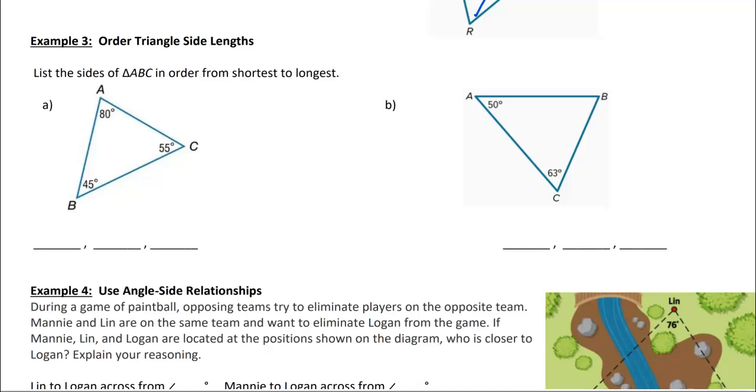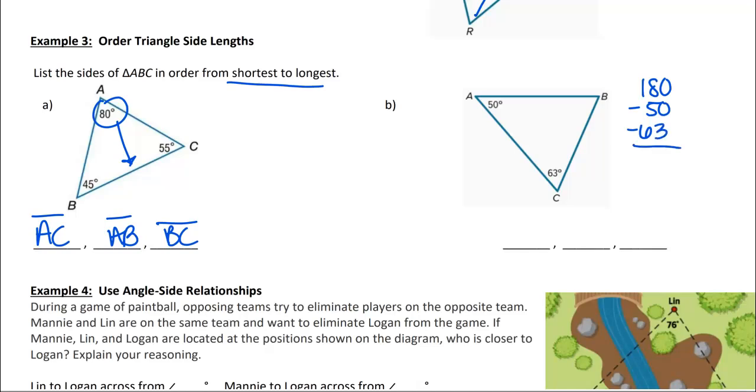So now we're going to go across from our angles and find the shortest to longest side. So here's my smallest angle. It's across from AC, which is my shortest. Then 55, which is going to be AB. And then we're going to go 80 and we're going to go BC. And there we go. So I want you to try B. You do have to solve for your missing angle first, and then you can go ahead and put those sides in order. So push play to check when you're ready.